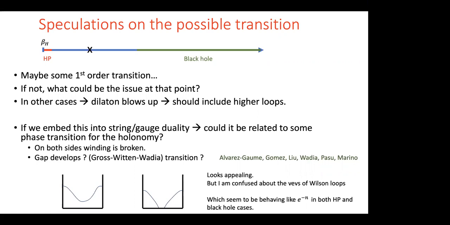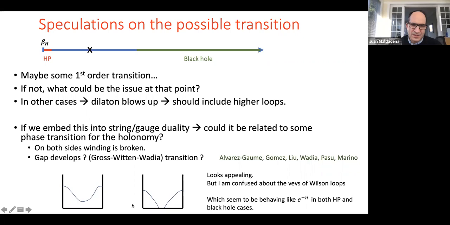This transition is understood in detail in the matrix model, right? So there you can write simple matrix models, as these people have done, and you can understand this transition in the matrix model. Now, in the full quantum field theory, in principle, it's hard to derive what the effective matrix model for this holonomy is.